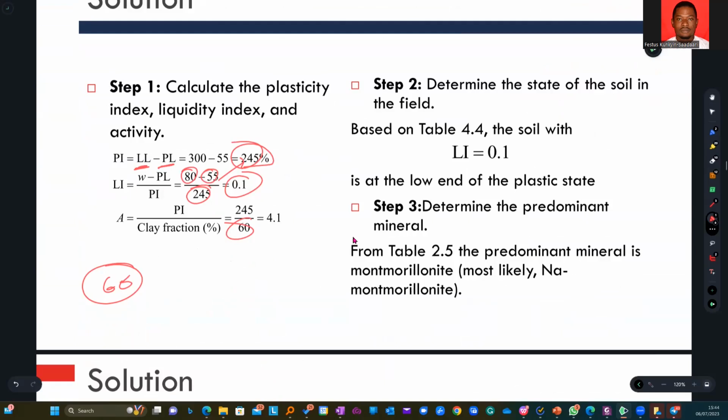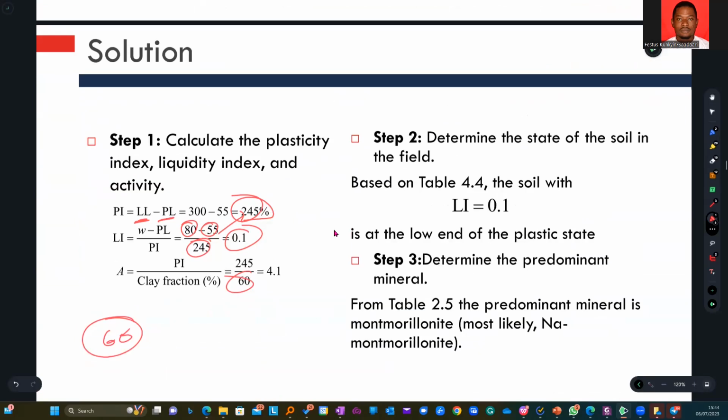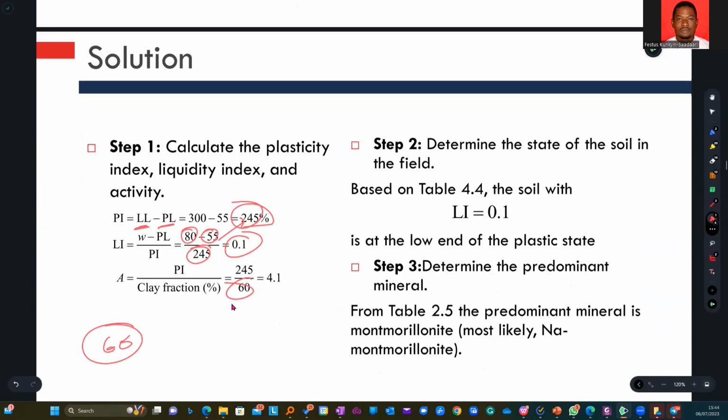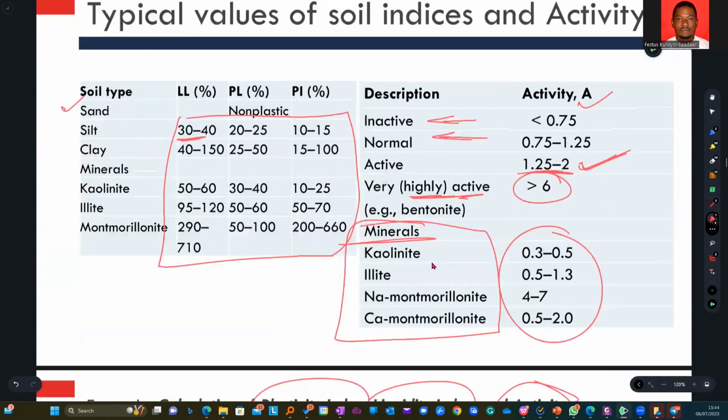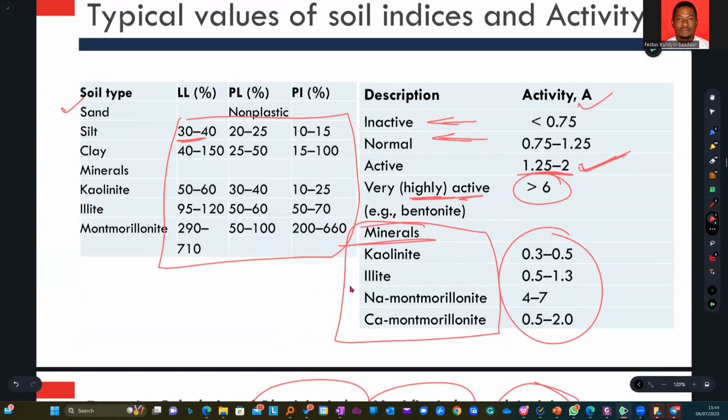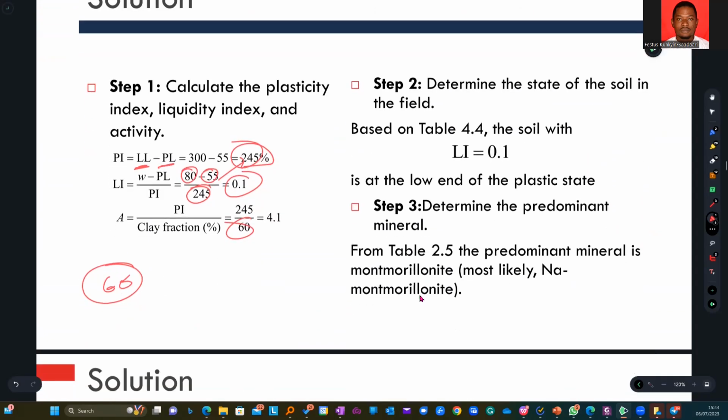So then, determine the predominant mineral, the mineral that is likely going to be present based on the value you have gotten. We should find that our activity value is 4.1. So on this table, with the activity value of 4.1, our sample is going to fall within here. So it is sodium montmorillonite. That is the mineral we are going to be dealing with.